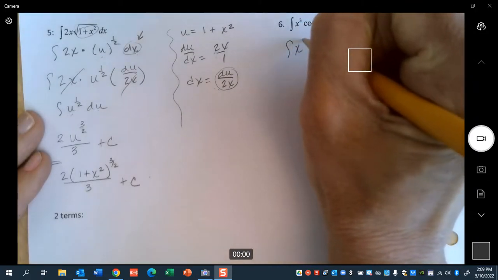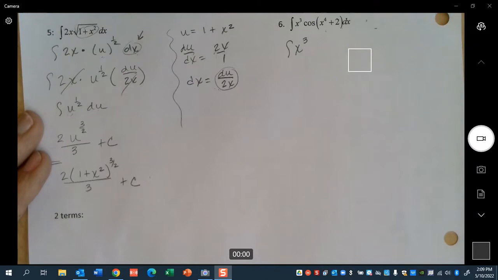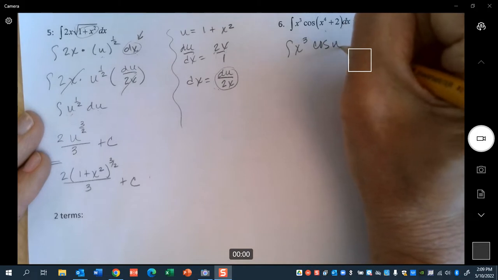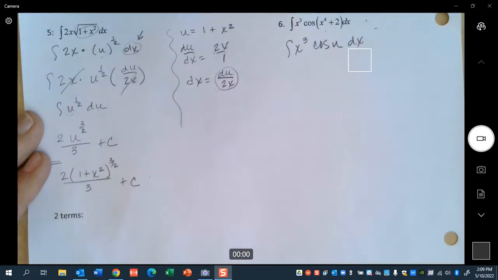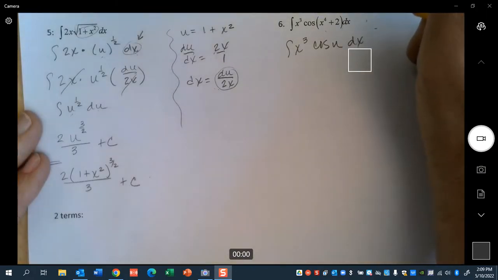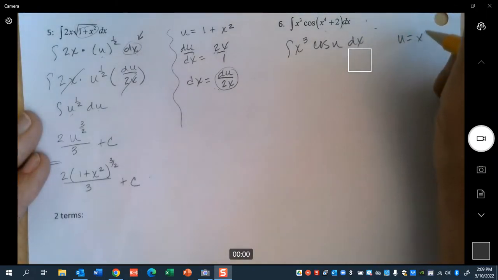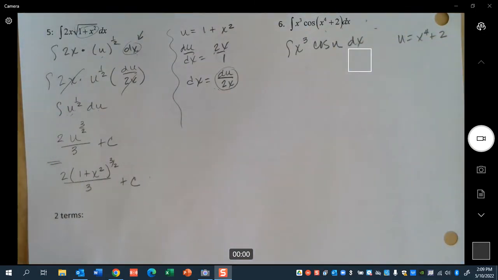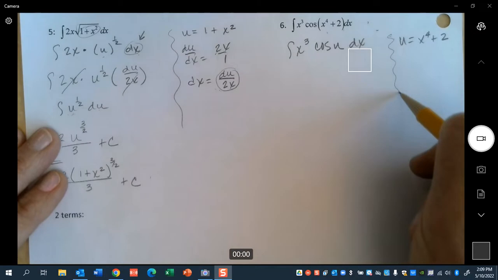I'm going to let this x cubed hang out for a little bit because he's freaking me out. I'm going to go ahead and find the integral of cosine of u dx. And I'm going to let u equal x to the fourth plus 2. Can you already see how it's going to work out for you?